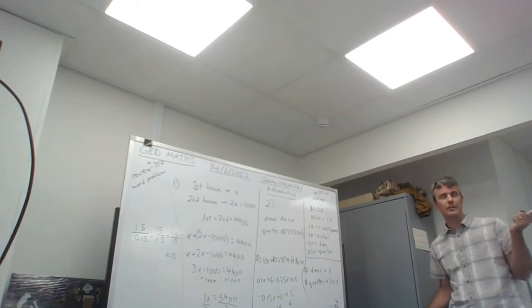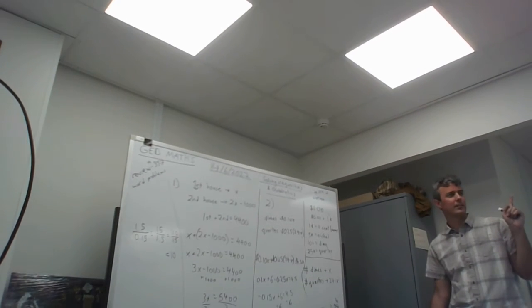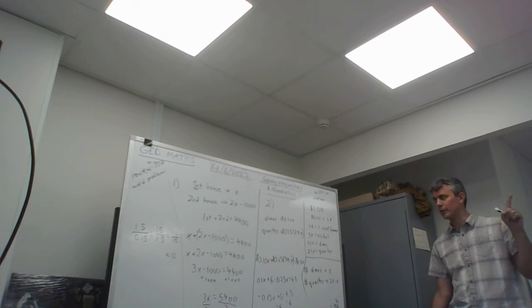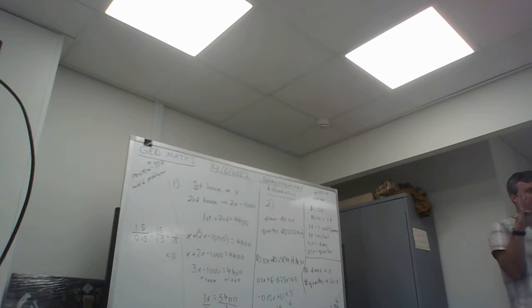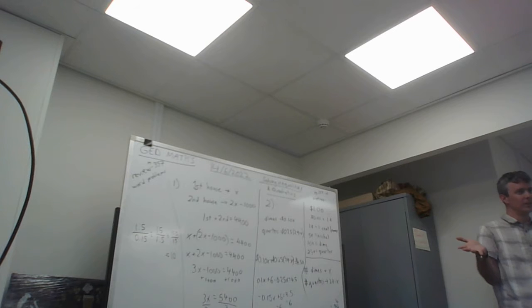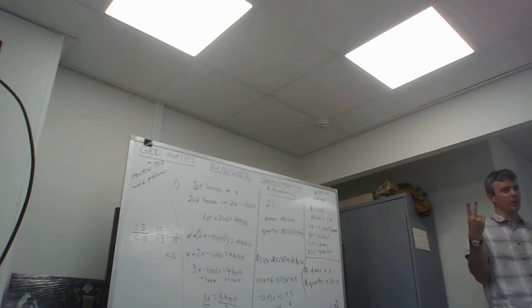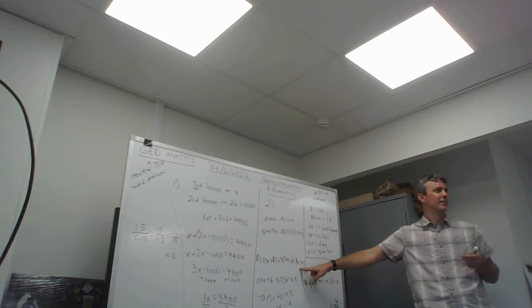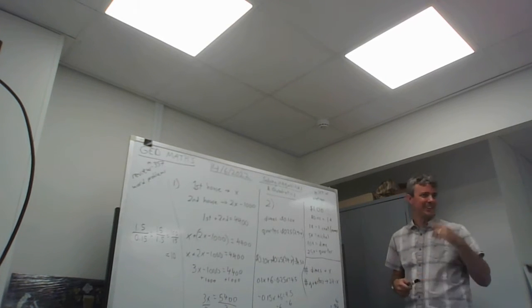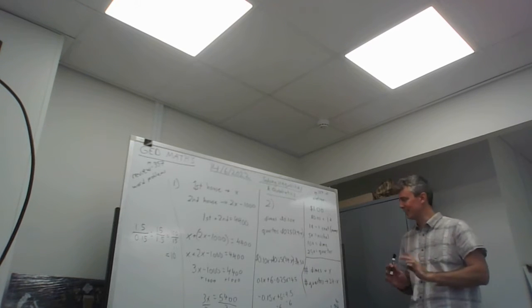So 10 dimes. The first dime is 10 cents. So that means 10 dimes is $1. 14 quarters. Every 4 quarters is $1. So 4 is 1. 8 is 2. 12 is 3. And 2 more is 50 cents. So $3.50 plus 1 is $4.50. Okay, so it's right. That's how you check it. When you double check it, you know for sure.